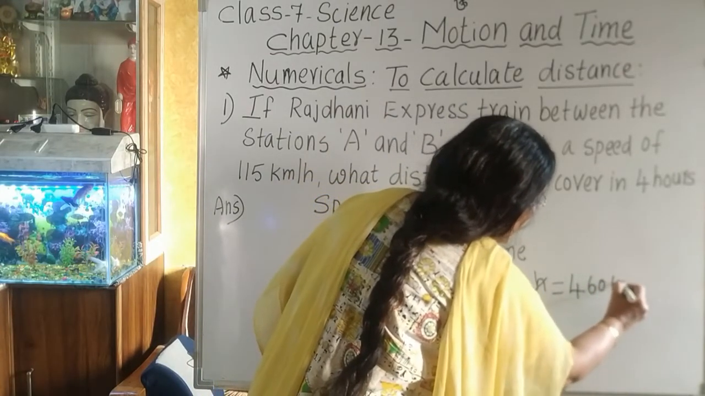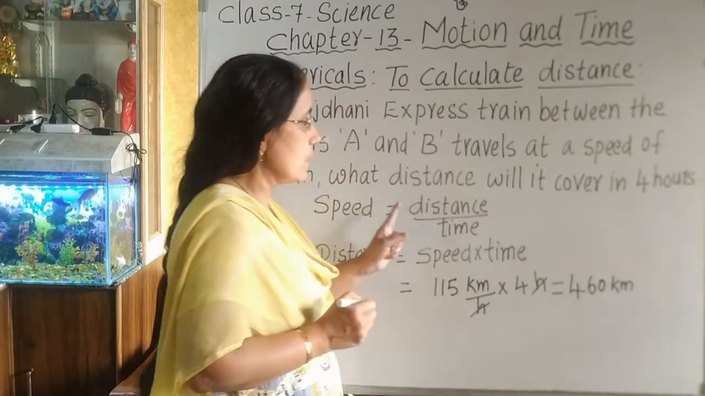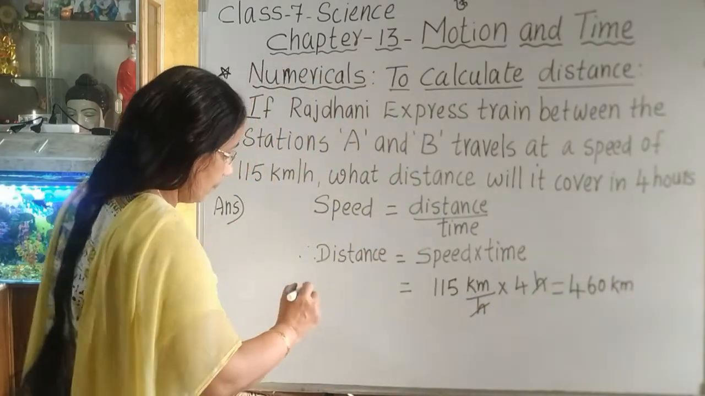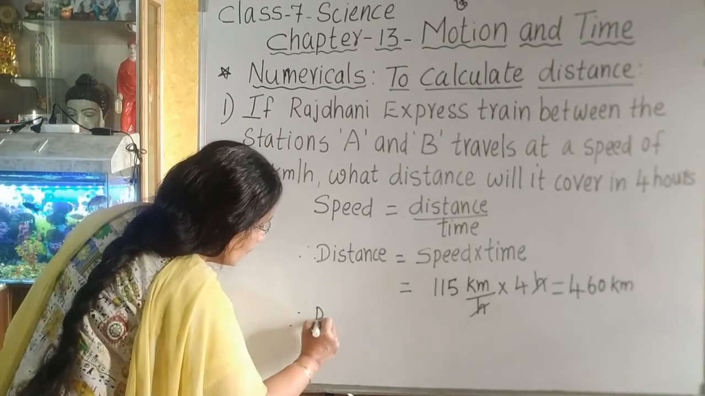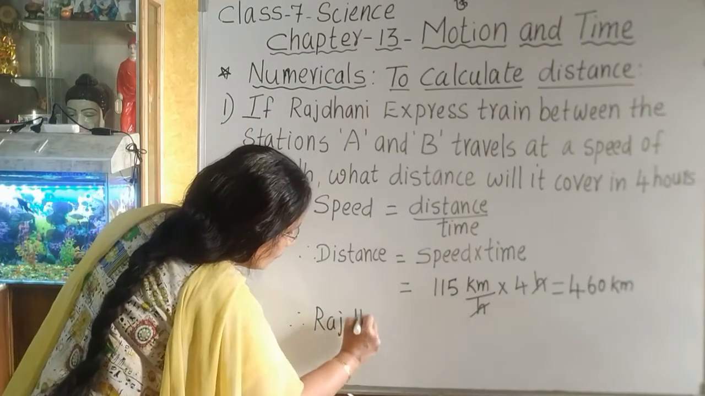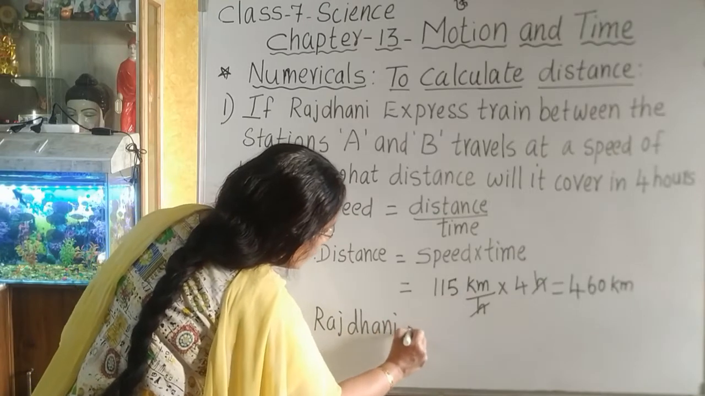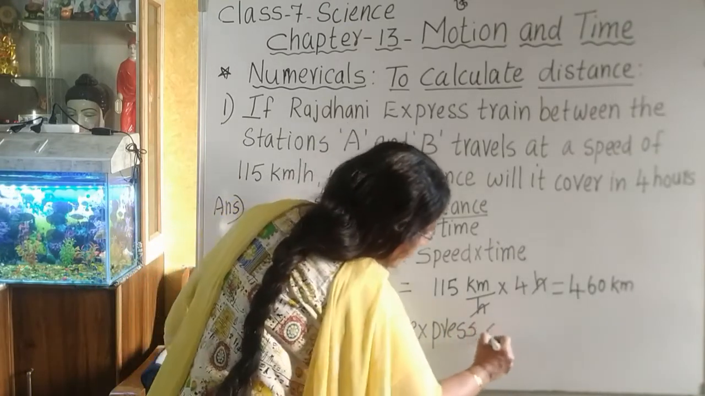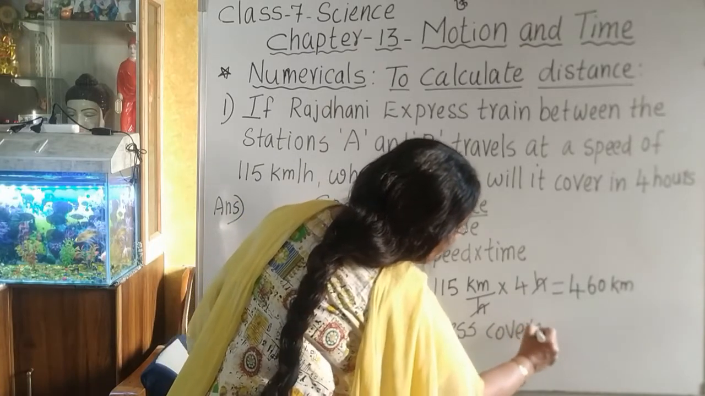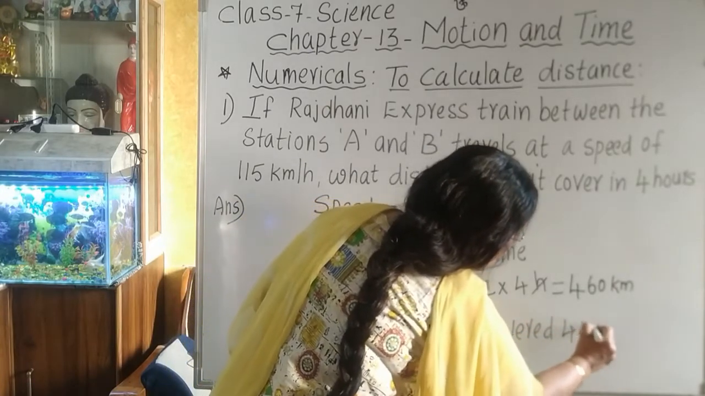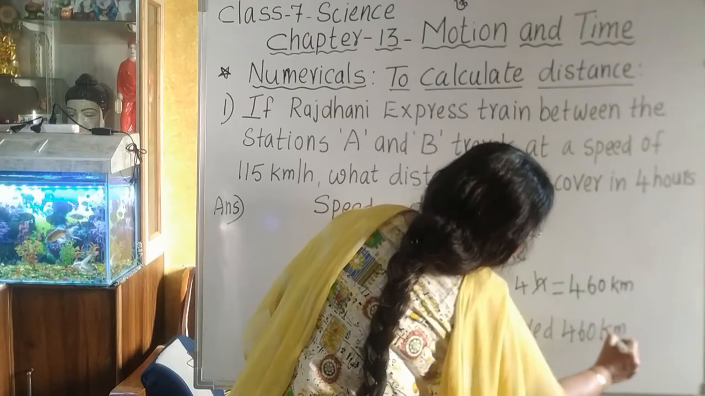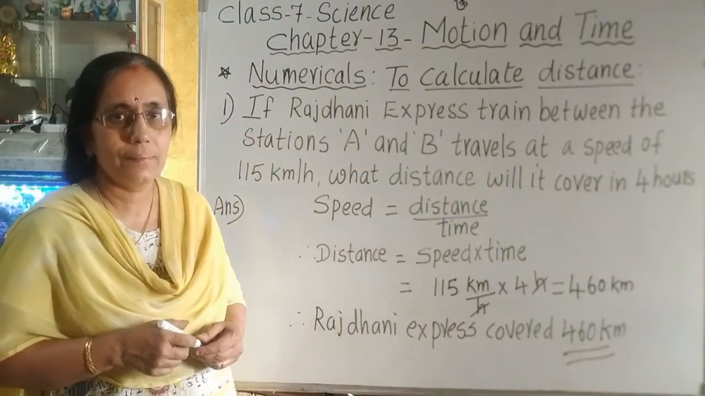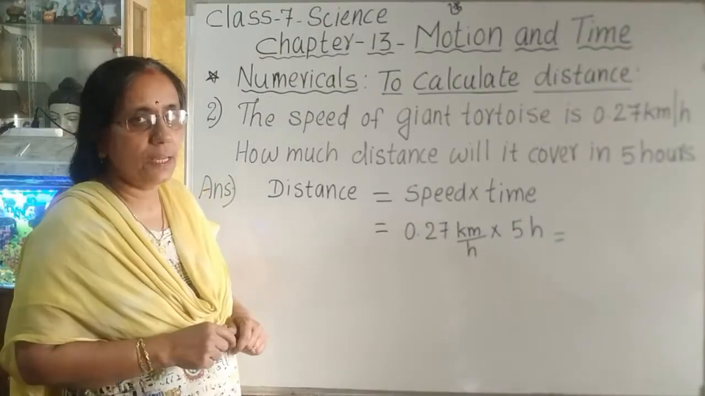460 km. Therefore, what is the distance travelled by the Rajdhani Express? 460 km. This is the required answer. Let us see another example.